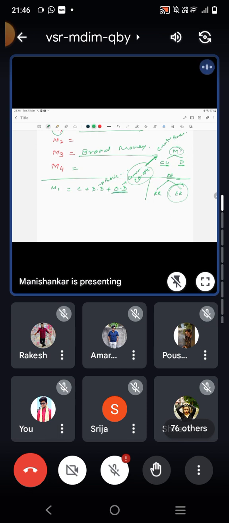So that is M1, that is CU plus other deposit. That is a flexible type deposit. That is actually the narrow definition. Okay. Then when you consider M2, in M2 they consider M1 plus the post office savings bank deposit. I am not going into detail on that. So that is M2.